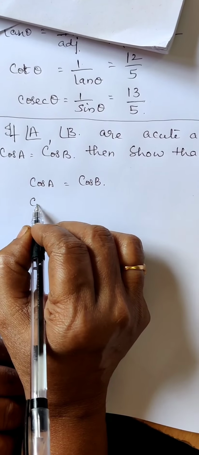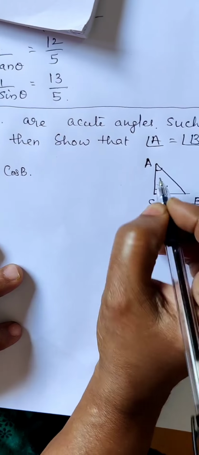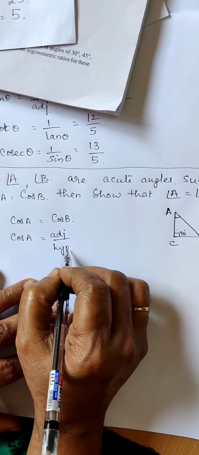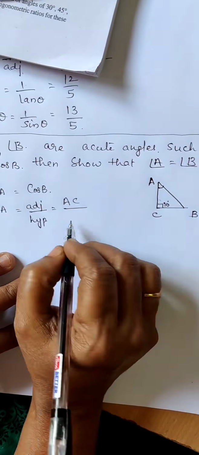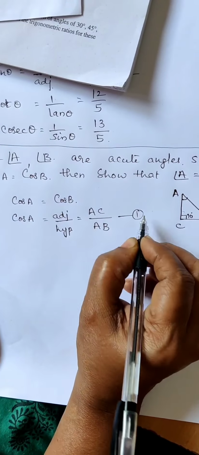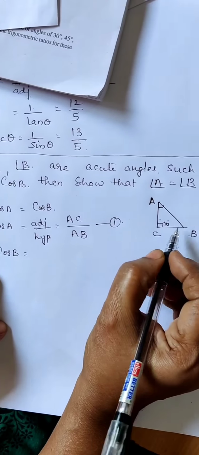Now let me know from your side what is cos A. Cos A means this one. Cos A is adjacent to A by hypotenuse. What is adjacent to A? AC. AC by AB. So this is given. Number 1 equation. Let this be. Next, what is cos B? Cos B means this angle.